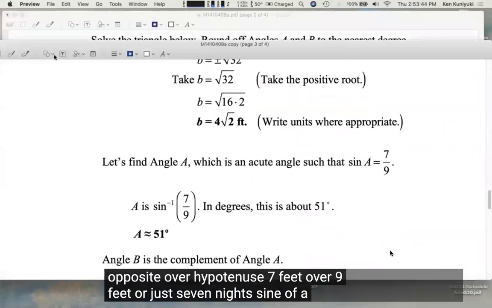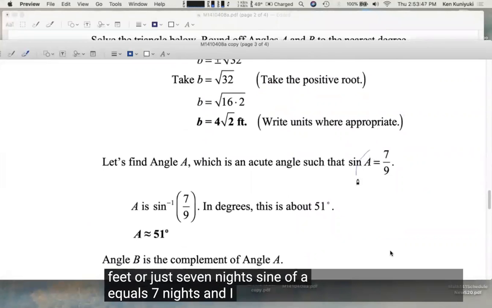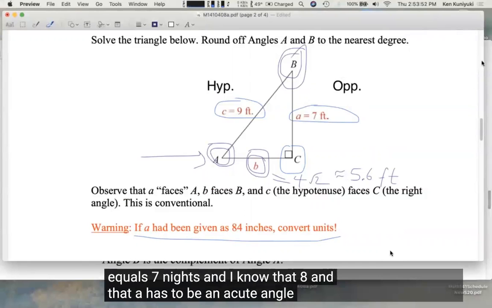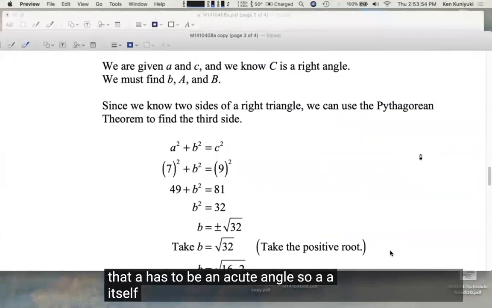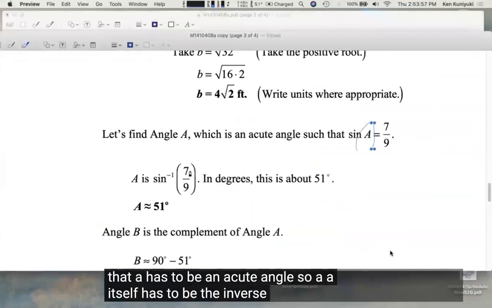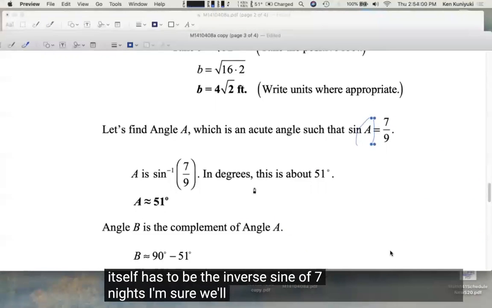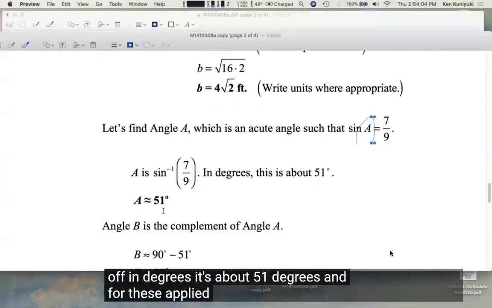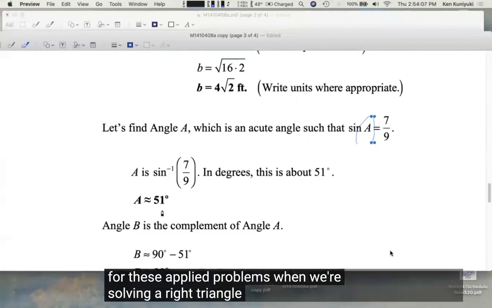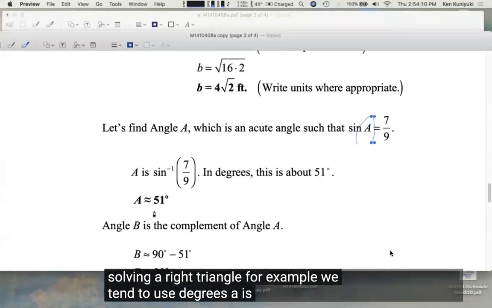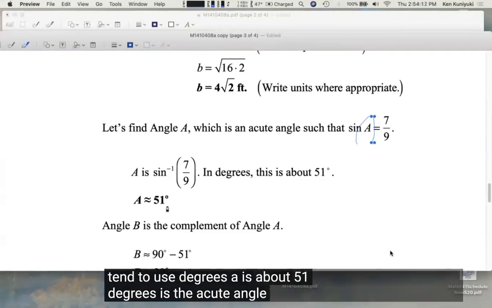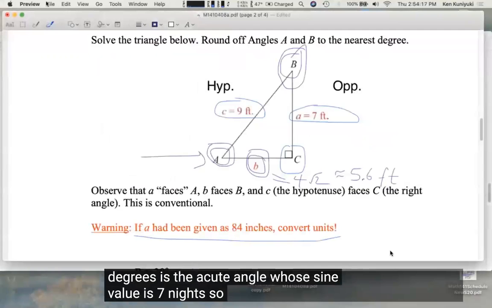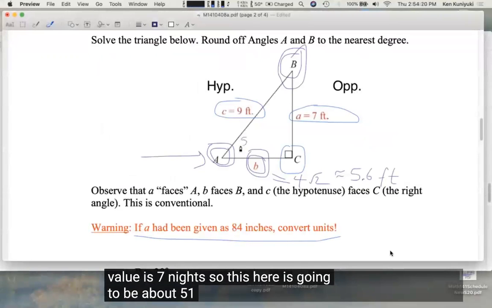Sine of A equals 7/9, and I know that A has to be an acute angle. So A itself has to be the inverse sine of 7/9. I'm sure we'll want to round that off. In degrees, it's about 51 degrees. And for these applied problems, when we're solving a right triangle, for example, we tend to use degrees. A is about 51 degrees. It's the acute angle whose sine value is 7/9. So this here is going to be about 51 degrees.